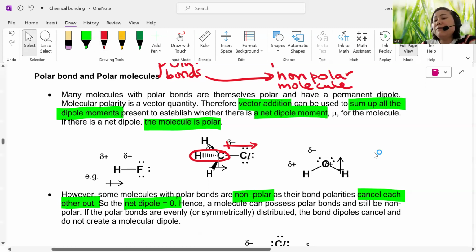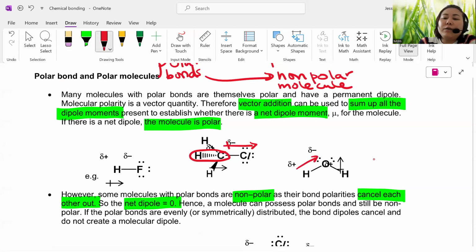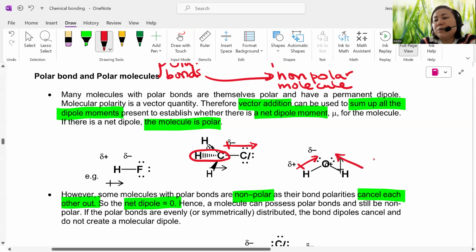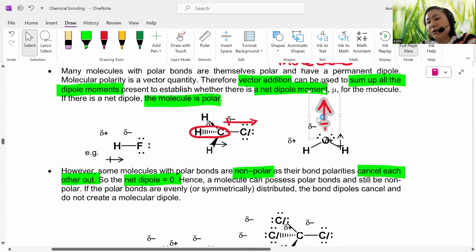Okay, now same for H2O. If we draw the dipole moments of the OH bond here, and OH bond here, with the arrowhead pointing towards O, which is more electronegative, you'll see that when you sum up this vector and this vector, it actually gives you an overall vector in this direction. So there is an overall vector present in the molecule, and therefore it is a polar molecule.